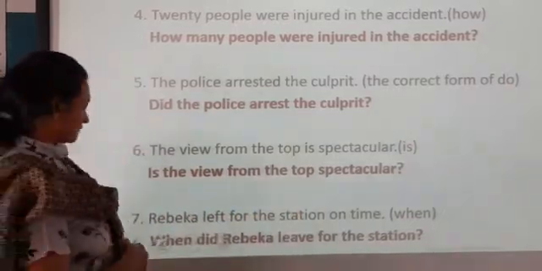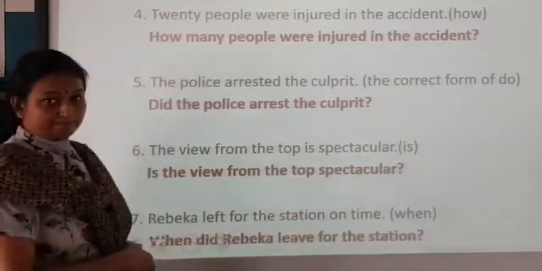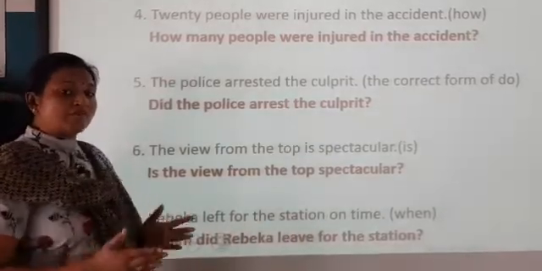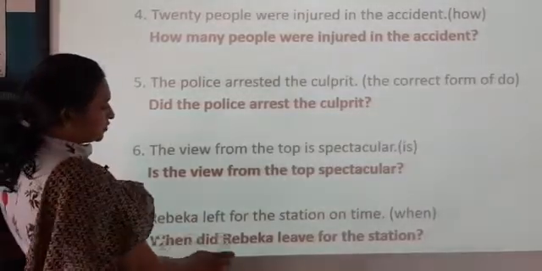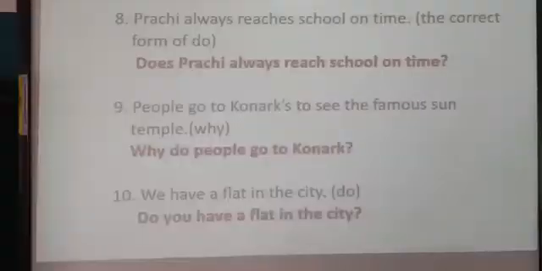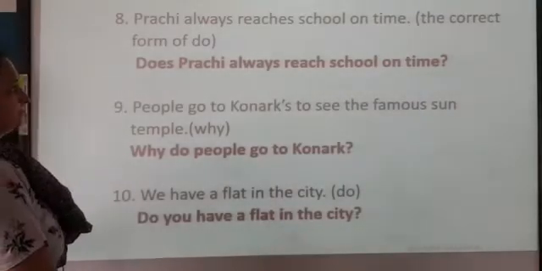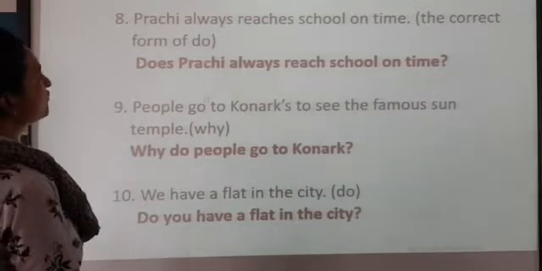And a question mark. Seventh one, Rebecca left for the station on time. And here what is given? When. When did Rebecca leave for the station? Now let's do the eighth one. Prachi always reaches school on time. And you have to use the correct form of do.